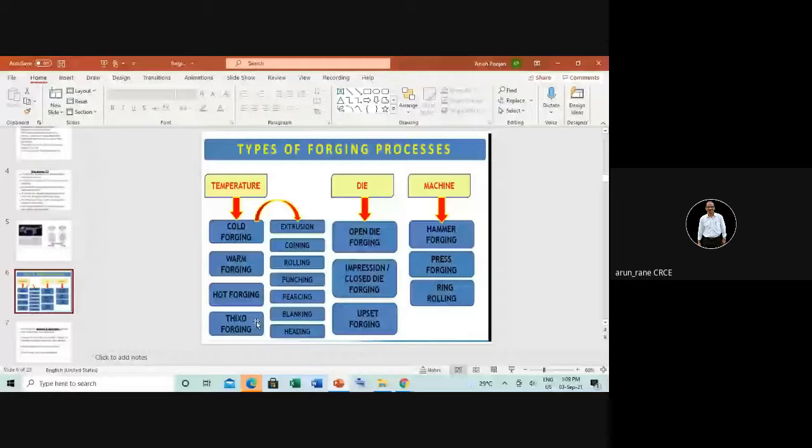Then based on the die, it is open die forging, closed die forging, and upset forging. And based on the machine, forging processes can be classified as hammer forging, press forging, and ring forging. Again, you can skip this ring rolling and thixoforging.